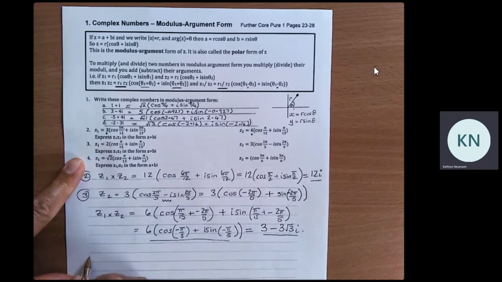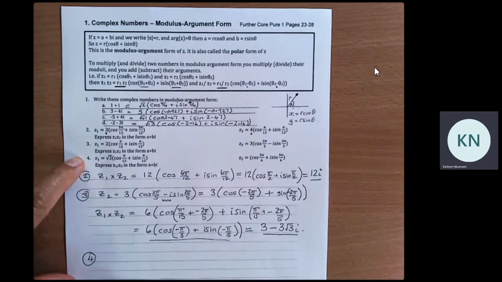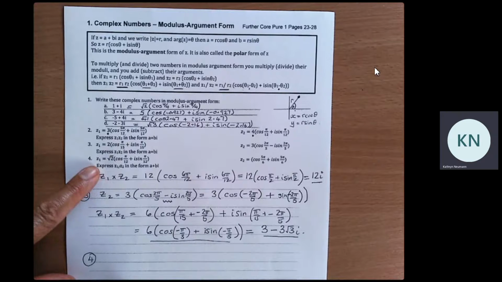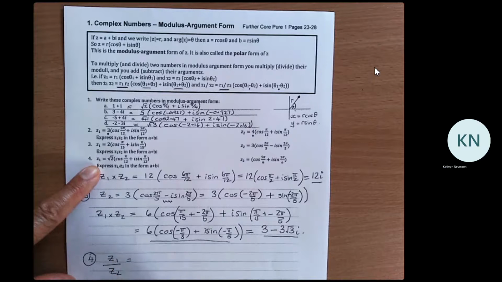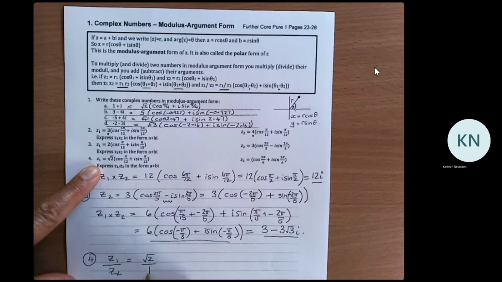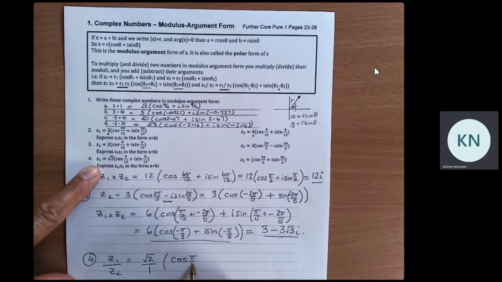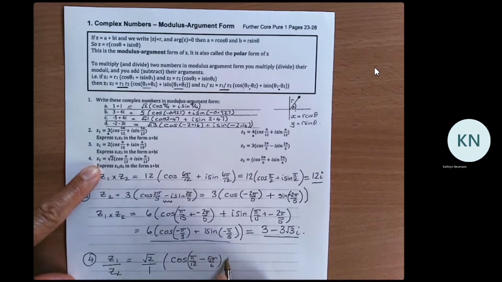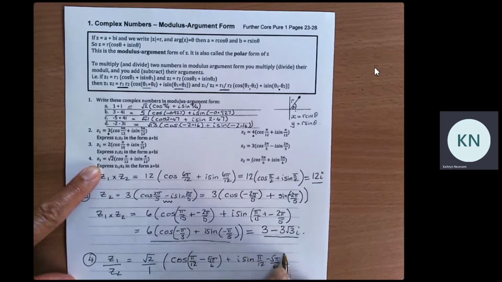So question 4, we're asked to divide. We've got to work out Z1 divided by Z2. So we're going to divide the modulus of each one. So I've got root 2, and the modulus of this is 1. And then we're going to subtract the arguments. So it's cos pi by 12 minus 5 pi by 6 plus I times the sine of pi by 12 minus 5 pi by 6.